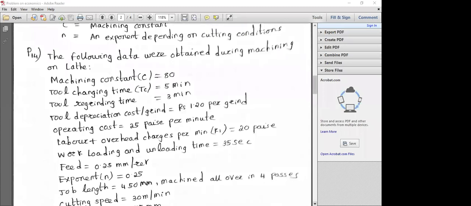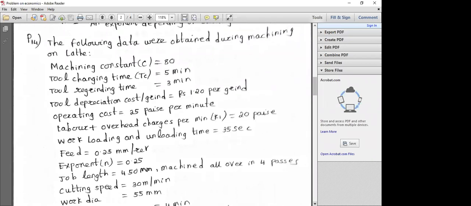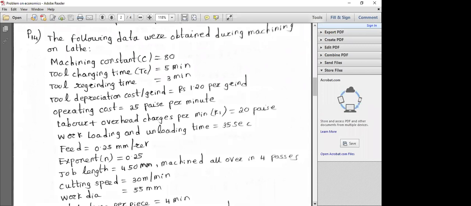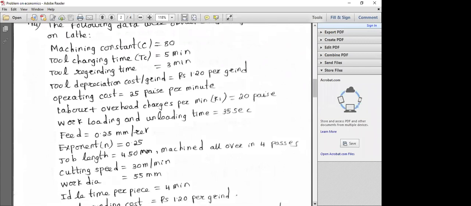So all that is very much necessary for you to understand the terminology in the problem, the notations, and the sentences that will be given. The cutting speed V is equal to 30 meters per minute. The work diameter he has given as 55 mm, and idle time per piece he has given as 4 minutes.